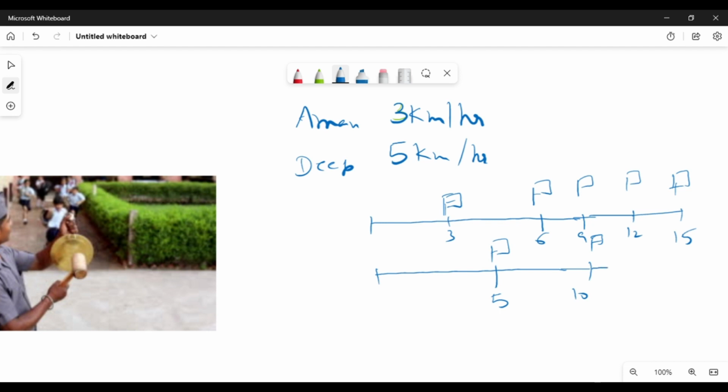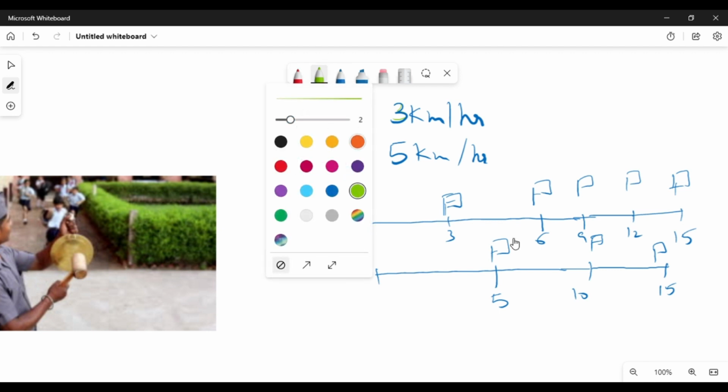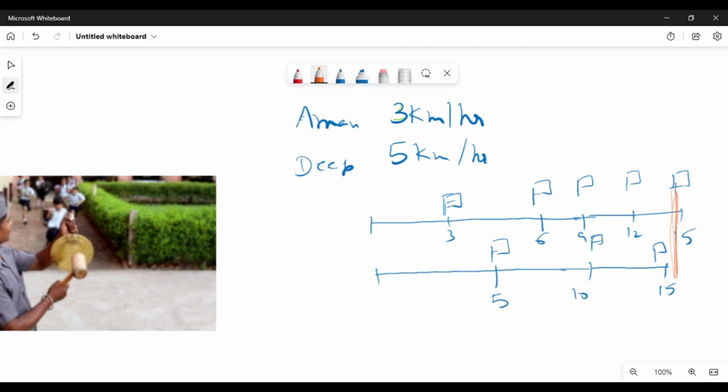After this, in the third minute, he will go to 15, and he will place a flag here. So after 15 kilometers they will be placing the flag together. At 15 kilometers both the friends will be placing the flag together.